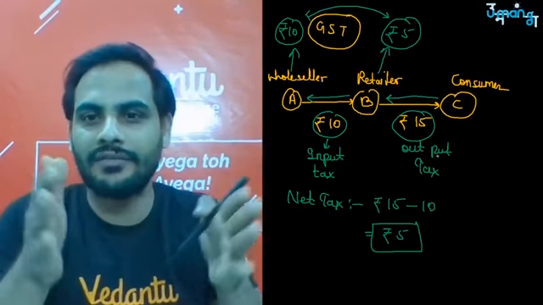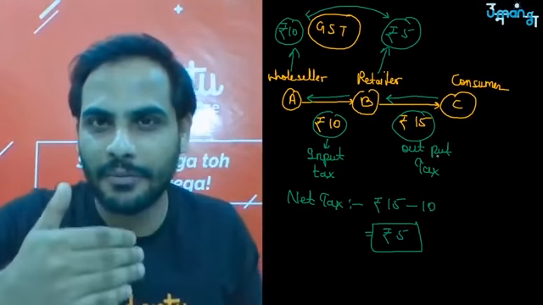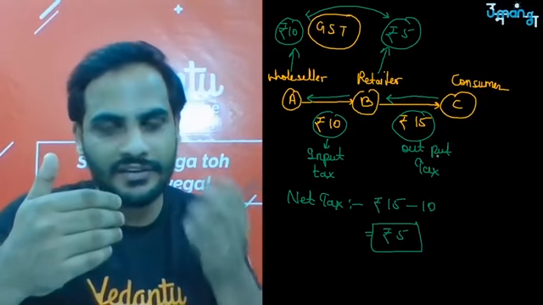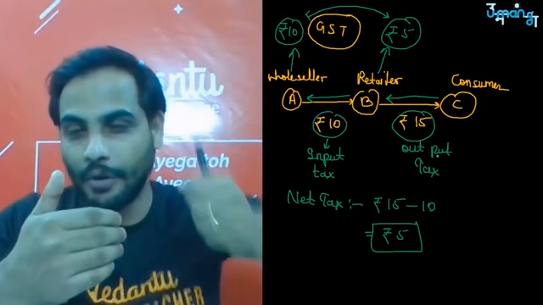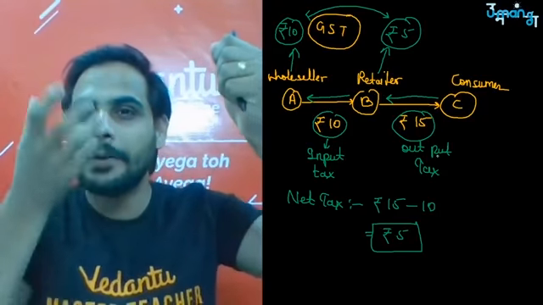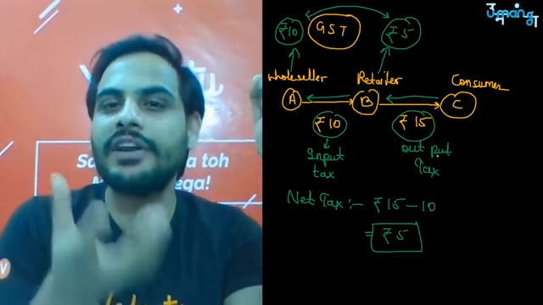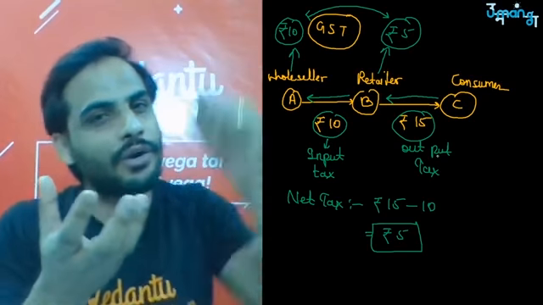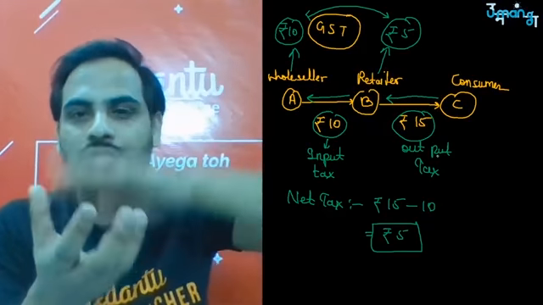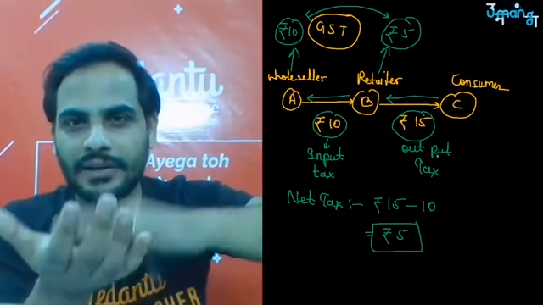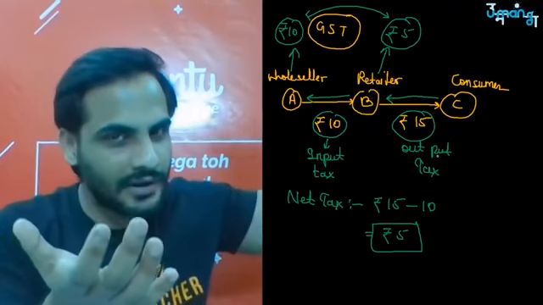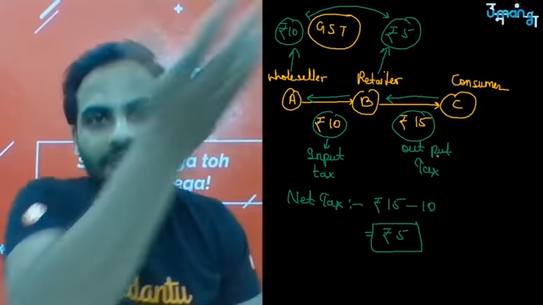Okay, so first, when B got some item from A, A took rupees 10 as the GST. A submitted it to the government, so the government has got rupees 10 now. Then when B sold that same item to C, B got 15 rupees as the GST. Now B has already paid 10 rupees as GST, so out of those 15, B will keep 10, because he has already paid 10 rupees, and give 5 to the government.